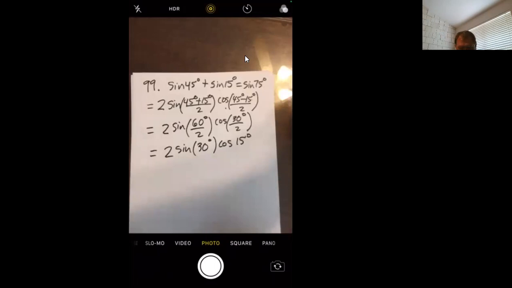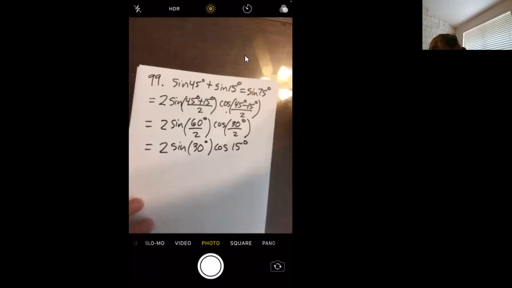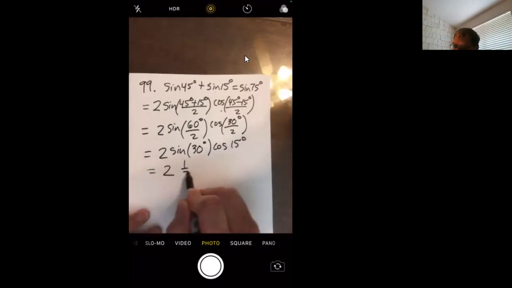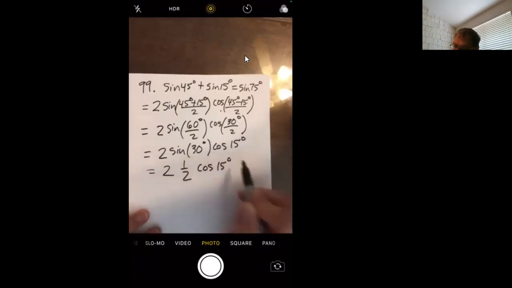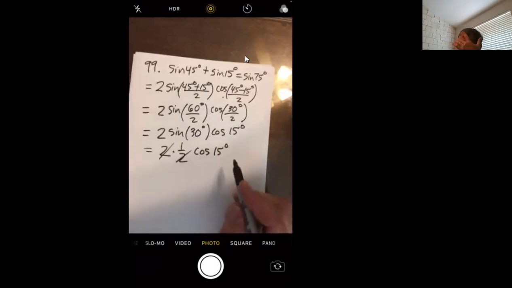How am I going to show that's equal to a sine of 75 degrees? Well, a sine of 30 degrees is a half. So basically, it comes down to showing that a cosine of 15 degrees is equal to a sine of 75 degrees. I'm sure you can punch it directly on the calculator. I can show you that. Yeah, they are directly equal.